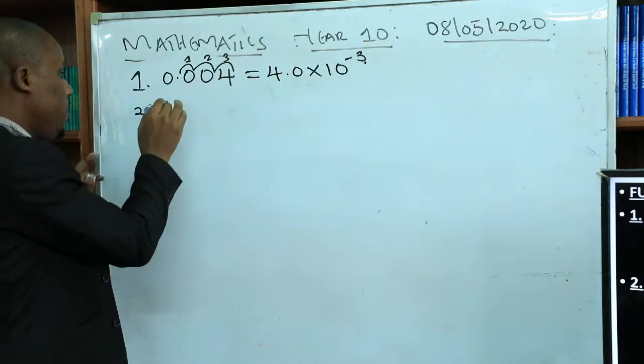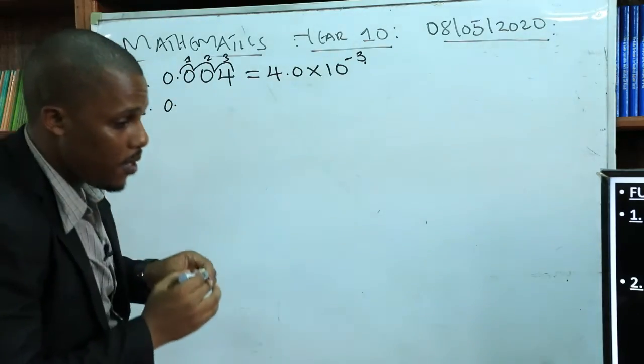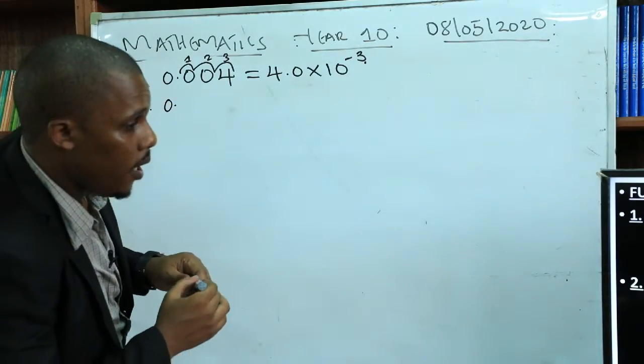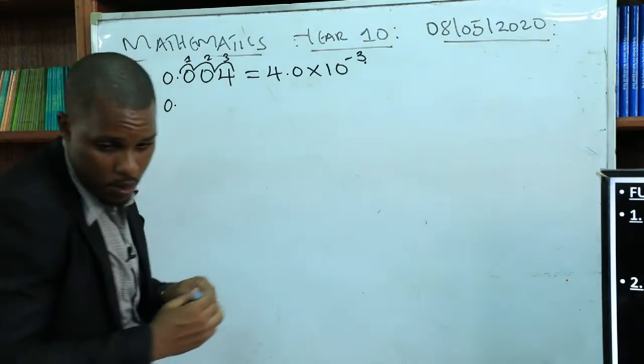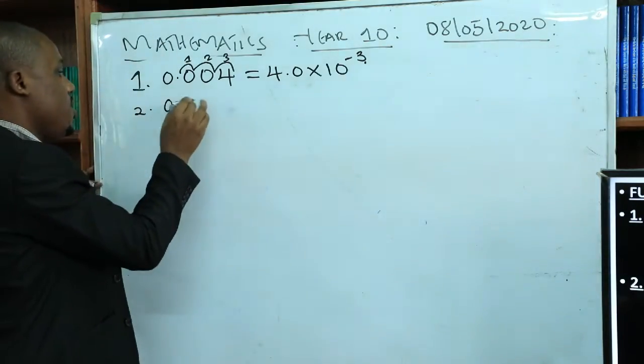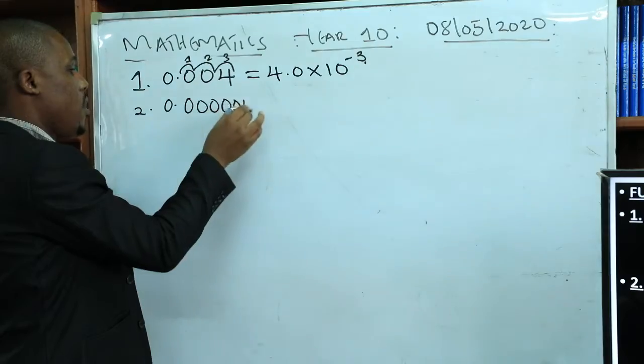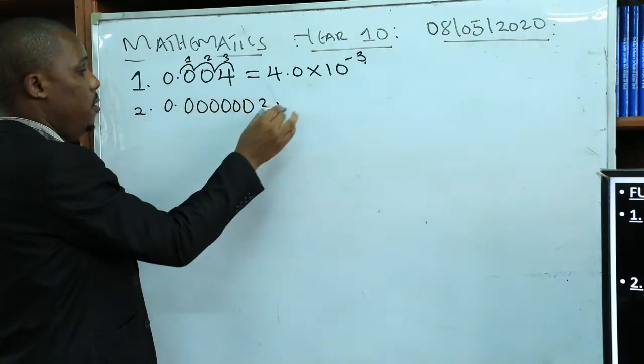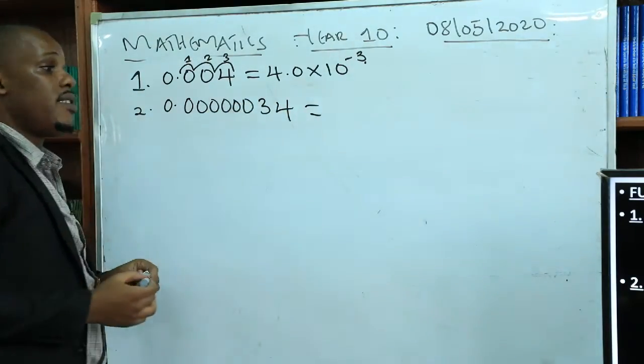It is 0 point. How many zeros are there? The zeros are going to be 1, 2, 3, 4, 5, 6. So there are 6 zeros there. And then you have your 3, 4. So this number again is less than 1.